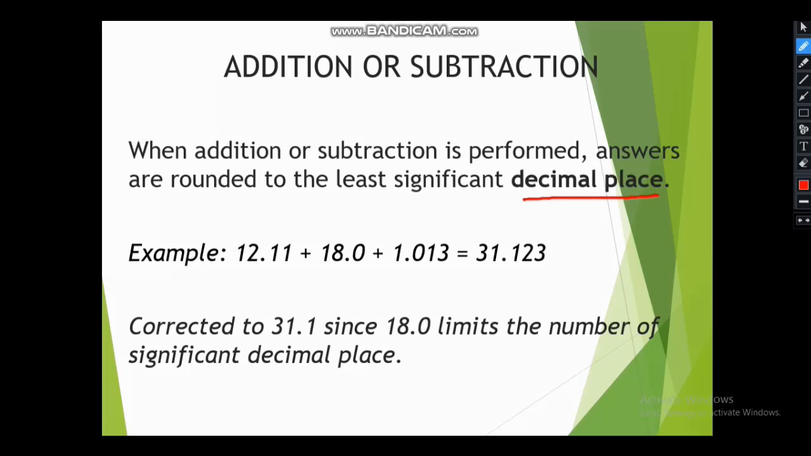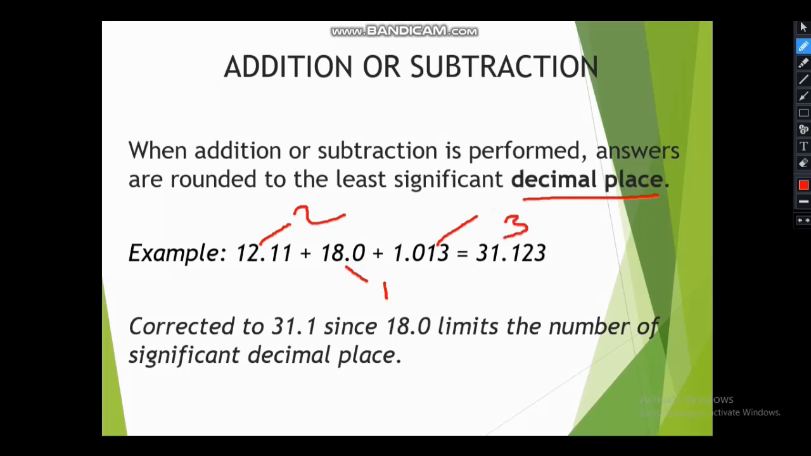So look at the example we have. We have 12.11 plus 18.0 plus 1.013. So let's look at the decimal places. 12.11 has 2 decimal places, then 18.0 has 1 decimal place, then 1.013 has 3 decimal places.